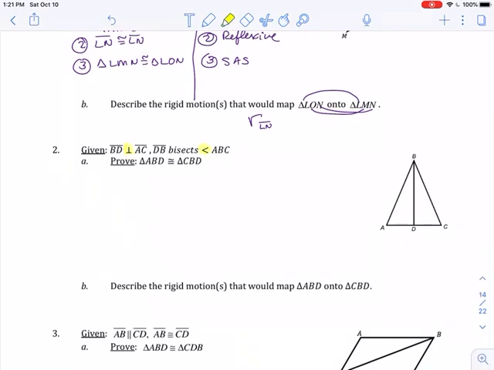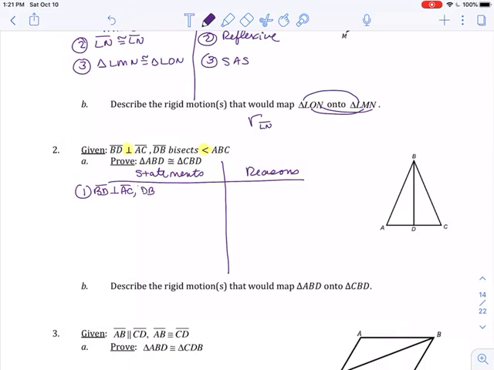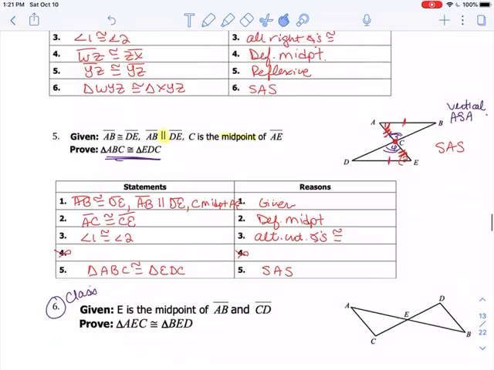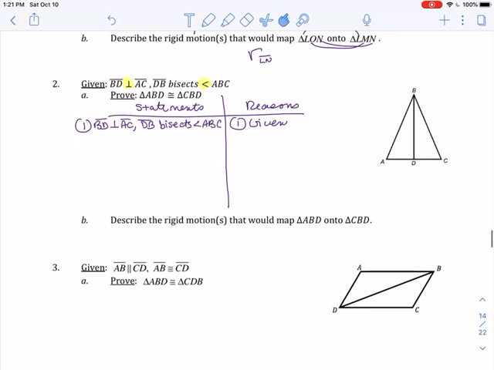All right, next one, I have a few more interesting things going on because I have an angle bisector and I have perpendicular lines. So those will allow me to write a few steps. Again, the statements on the left, reasons on the right. Statement 1 is just going to be my given. Perpendicular lines, hopefully you remember perpendicular lines form right angles. So my next step is going to say which angles are right angles. I will put them on my diagram and I will just number them angle 1 and angle 2.